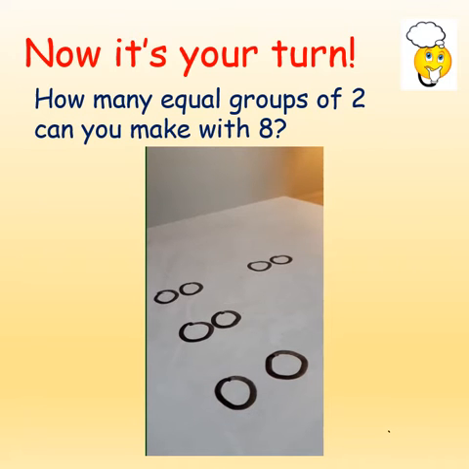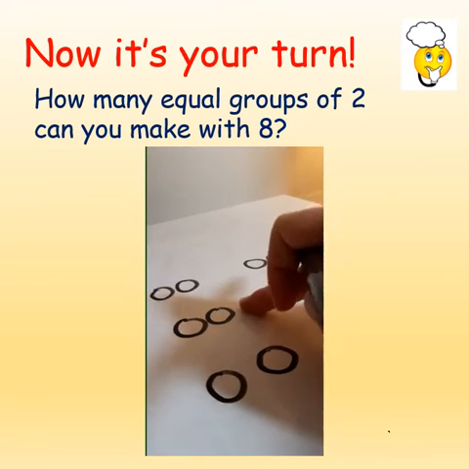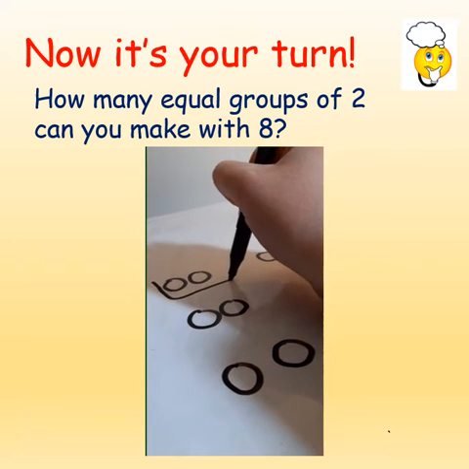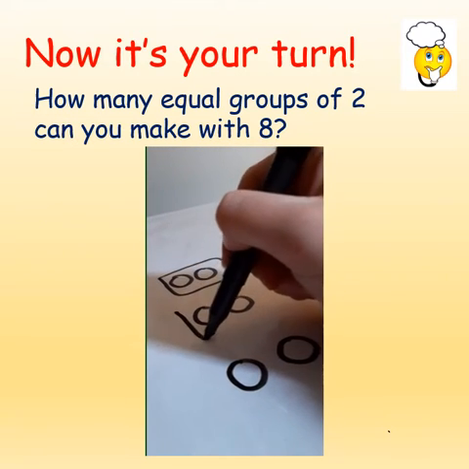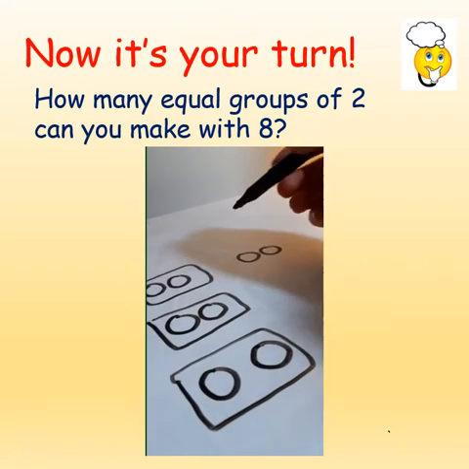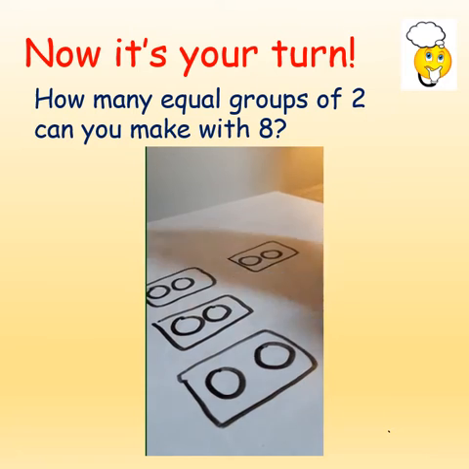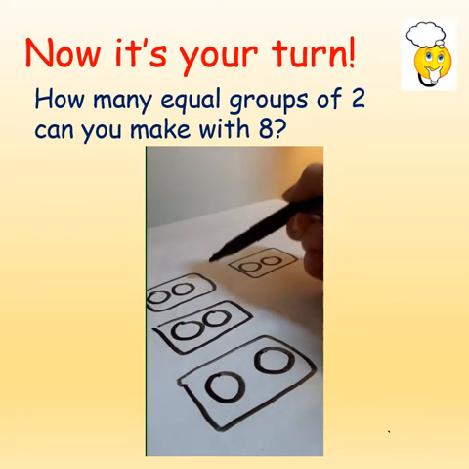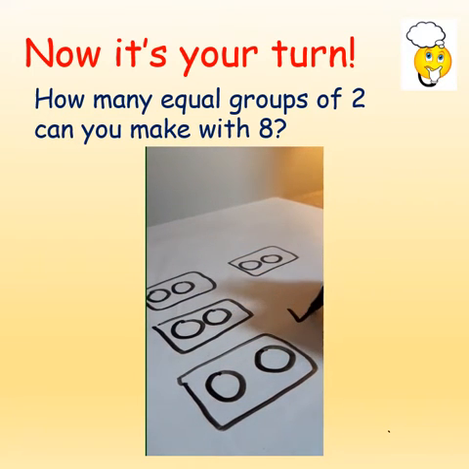I was making groups of 2. Now you can see I've left a gap every time I've done a group of 2, okay? So I'm going to draw now around my group. So now that's 1 group, 2 groups, 3 groups, and 4 groups. So how many groups of 2 have I made out of 8 counters? 1, 2, 3, 4. I've made 4 equal groups of 2 with 8 counters, okay?